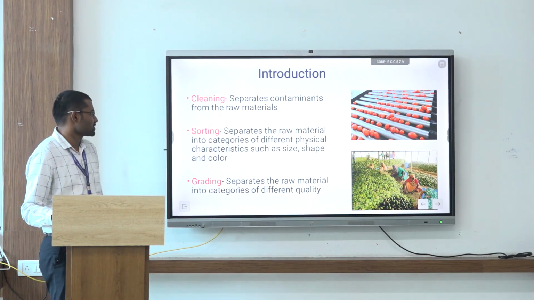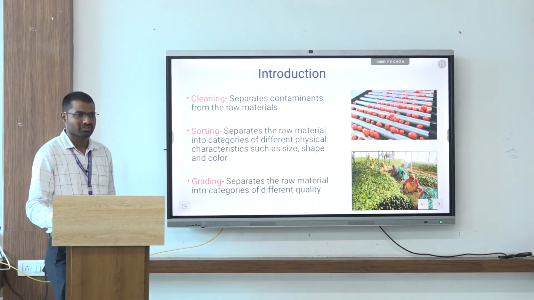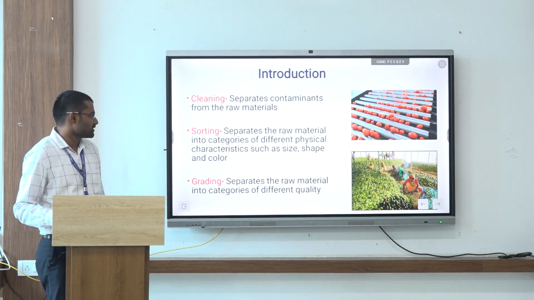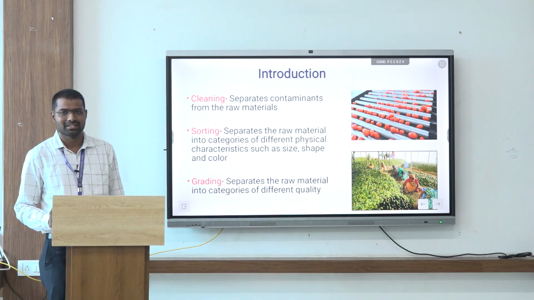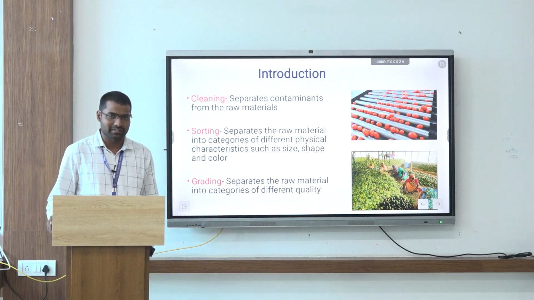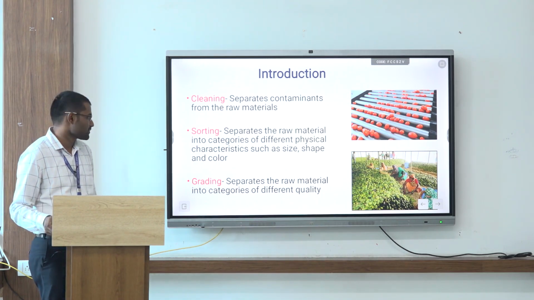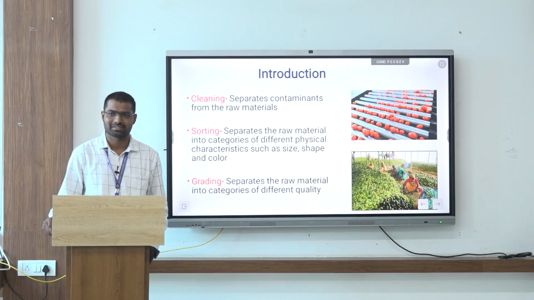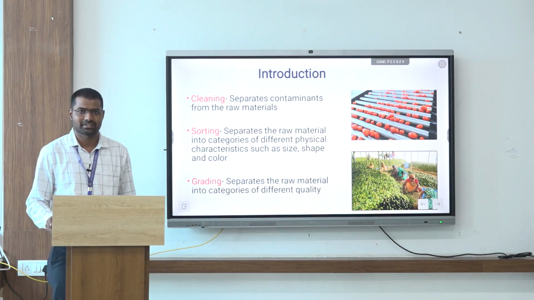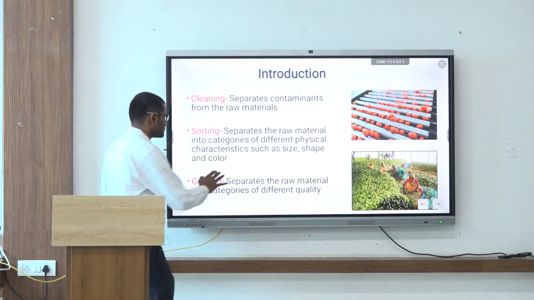Then the next terminology is sorting. What is meant by sorting? Sorting is the unit operation in which the raw materials are separated into different categories on the basis of their differences in physical properties. That is called sorting. And grading is the separation of raw materials on the basis of differences in their quality characteristics or quality parameters.